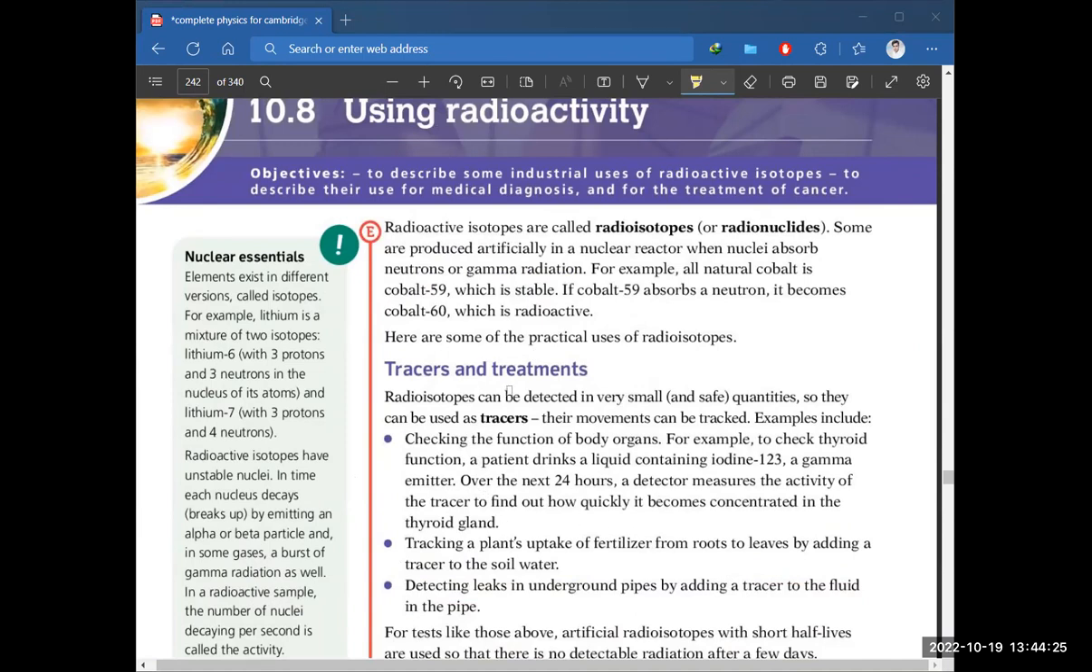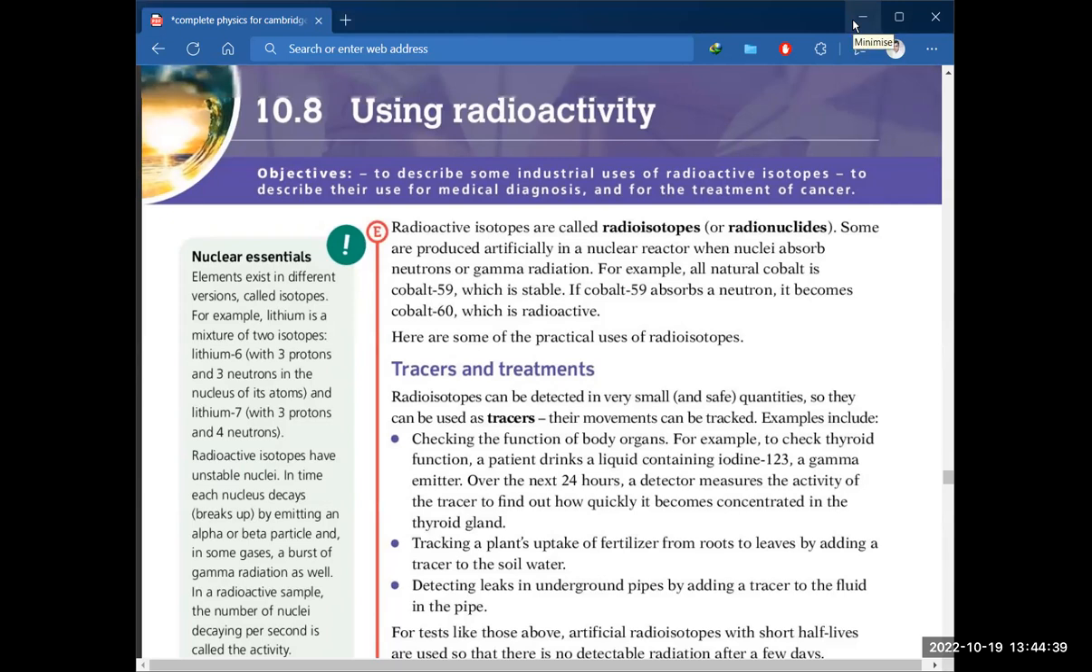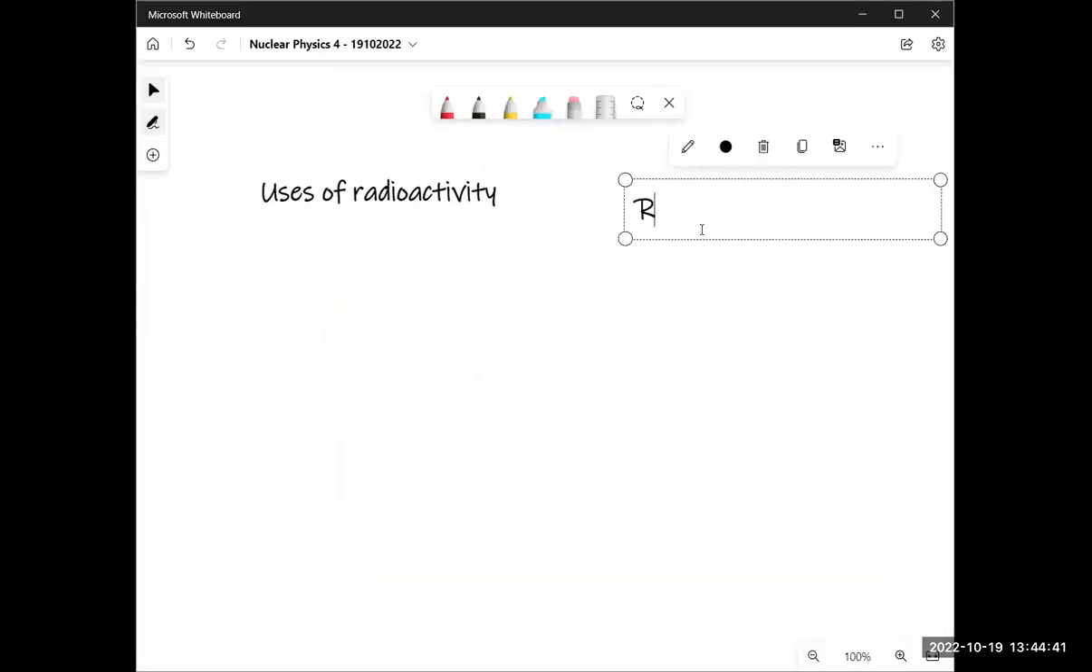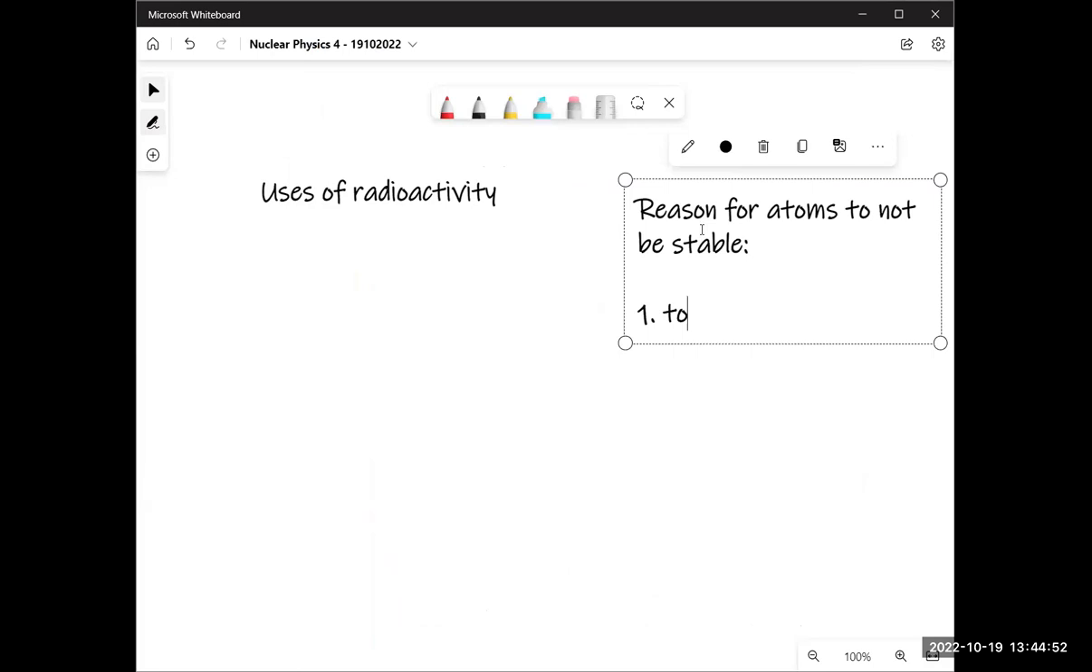Now these are the uses of radioisotopes. Now we realize that most of the atoms are stable, but some of them are not stable. They have more neutrons. So let's write over here. I think I've told you already why things are not stable. The reason for atoms to not be stable could be too many neutrons or too few neutrons. Write this in your notebook and tell me when you're done. Isotopes of atoms.